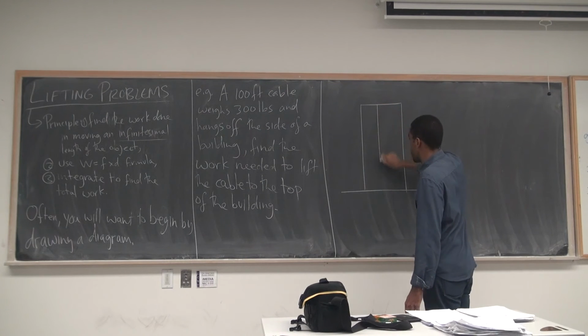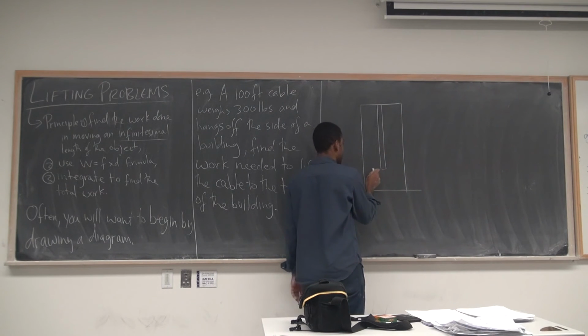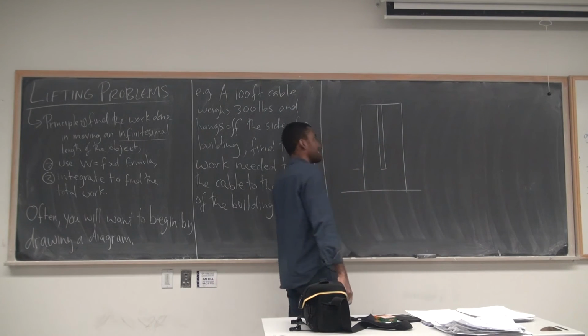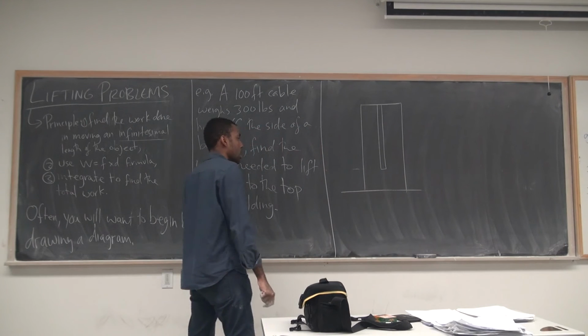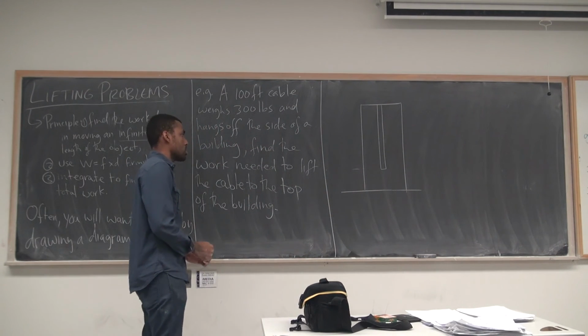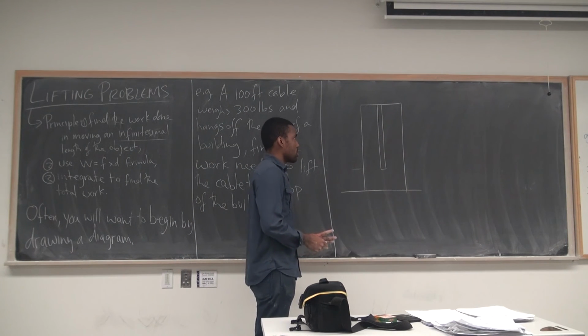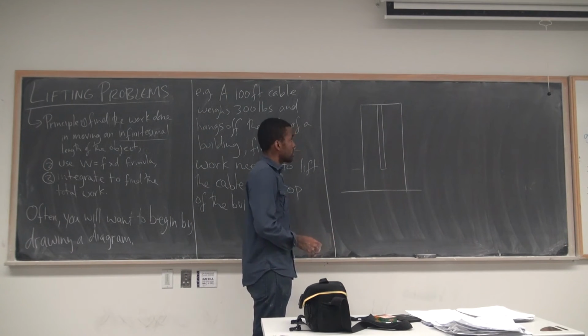Here is the rope hanging off the building. Right? Doesn't have to be amazing. Okay, so that's my diagram. Another thing that you'd want to do is set up some sort of naive coordinate system.